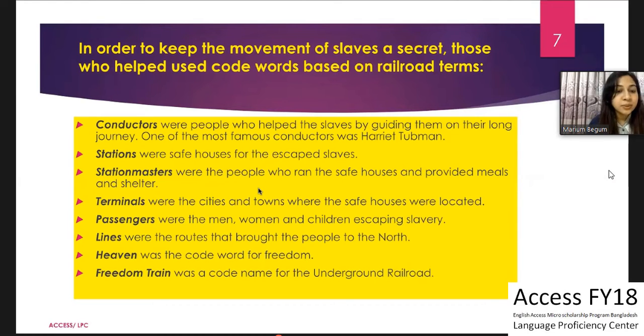Can I have another student to read this out? Second one. May I, ma'am? Yes. Mehdi, you wanted to read, right?